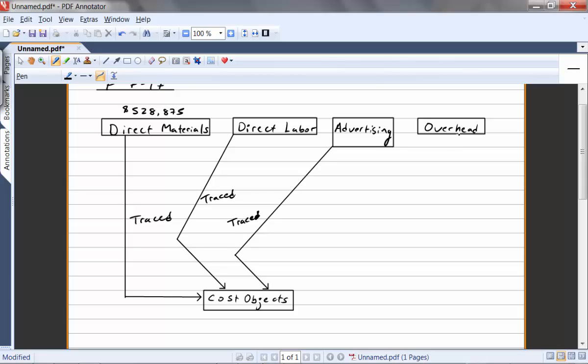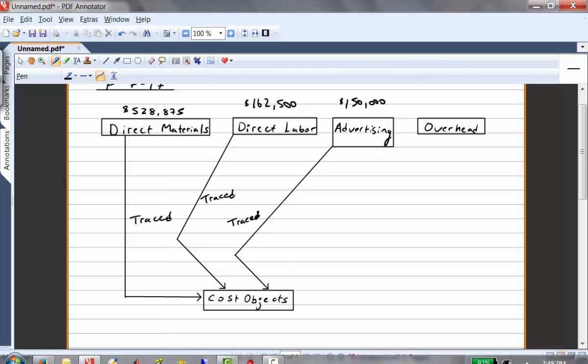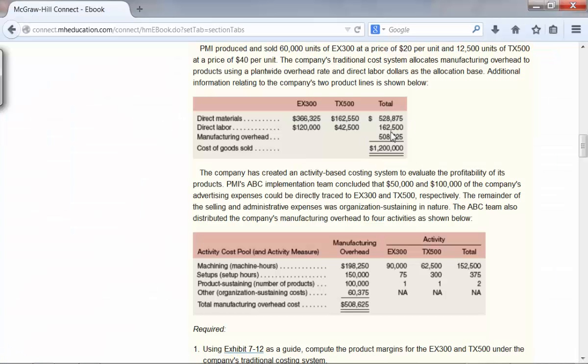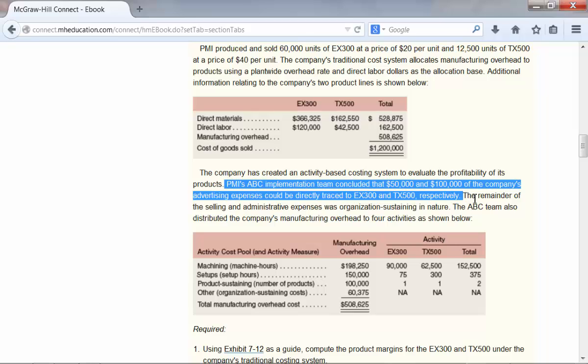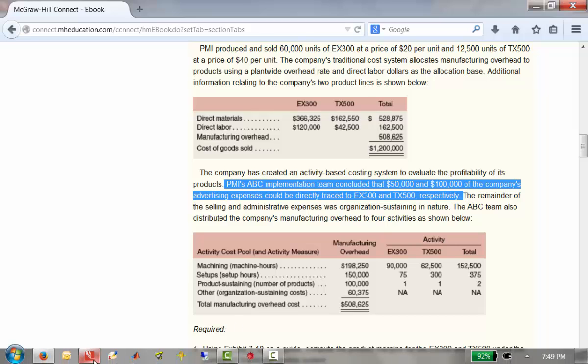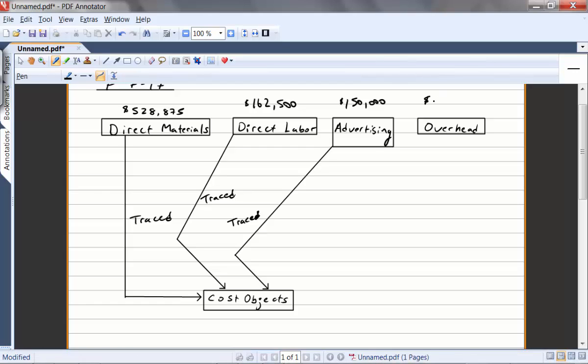All right. So overhead. In here, direct labor was 162,500, and advertising is 150,000 total. Where did it tell us that? Well, if you go back here, there's the direct labor, 162,500, and it said advertising right here, 150,000. Now that means that the overhead must be 908,625, and we're going to show you why that's true. Put a star by that.